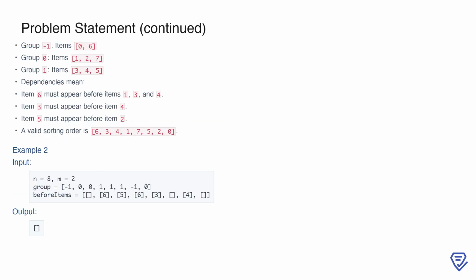Breaking down the example further, the items are divided into three groups. Group -1 contains items 0, 6, Group 0 contains items 1, 2, 7, and Group 1 contains items 3, 4, 5. The dependencies dictate the sequence of items. For instance, item 6 must appear before items 1, 3, and 4, while item 3 must appear before item 4. Additionally, item 5 must appear before item 2. By following these constraints, we can achieve the valid sorting order 6, 3, 4, 1, 7, 5, 2, 0. This demonstrates how dependencies within and across groups are respected while sorting the items.